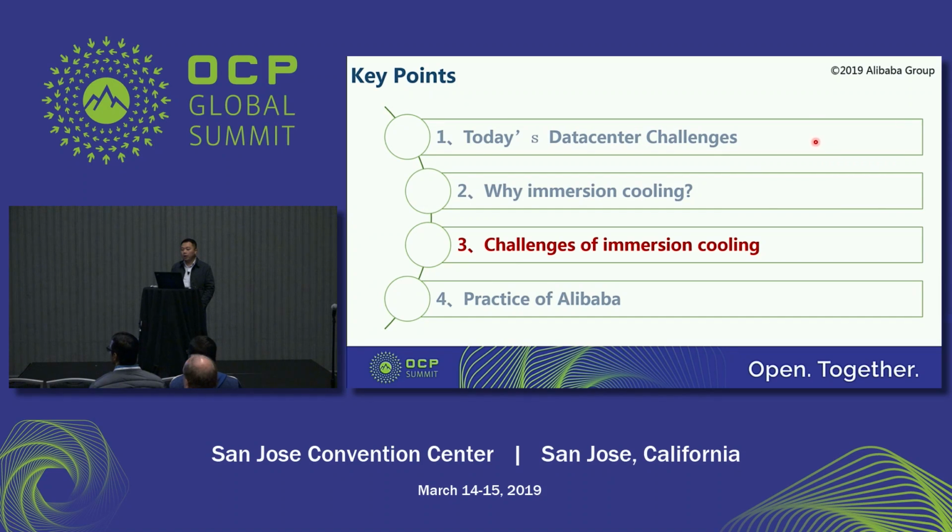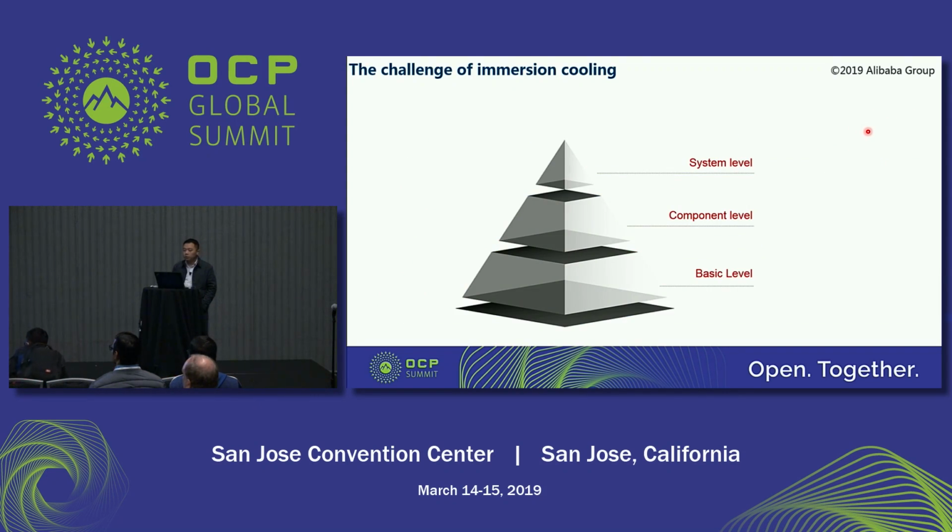Next is the third part, challenges of immersion cooling. Immersion cooling is not a new technology, but it is not popular in data center deployment. I think the first reason is that air cooling can cover most of the range now, but the future high density is coming. The second reason is that it has a lot of challenges.